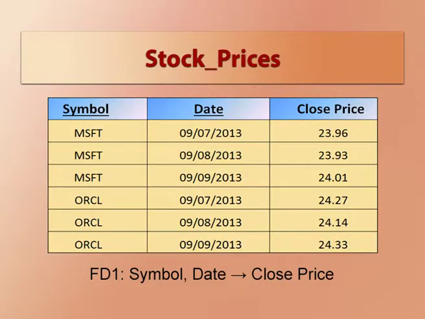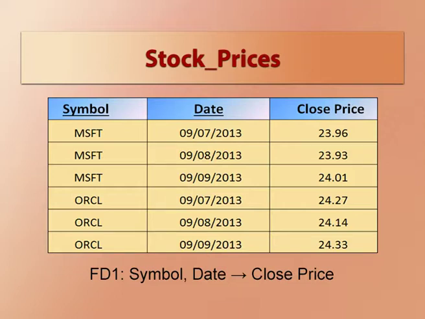So, let us talk about this other relation. Here the functional dependency is symbol, date functionally determines the close price. So, for that particular date, the close price of the stock can be identified. So, this is functional dependency 2. As per functional dependency 2, we broke down the table into stock prices, and here you can see the columns symbol, date and close price. Here also there is no insertion anomaly or deletion anomaly.